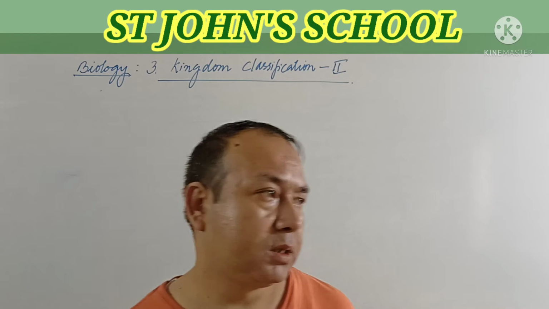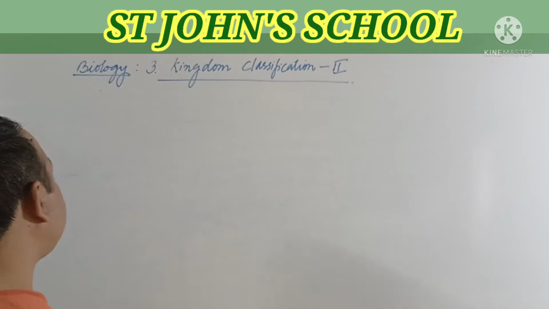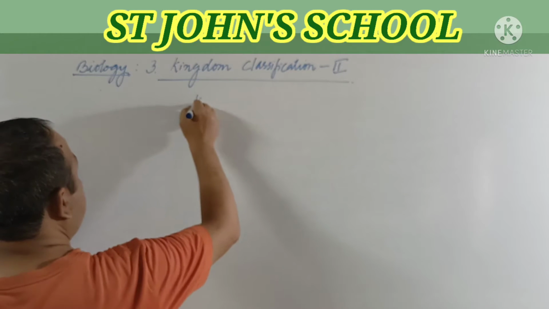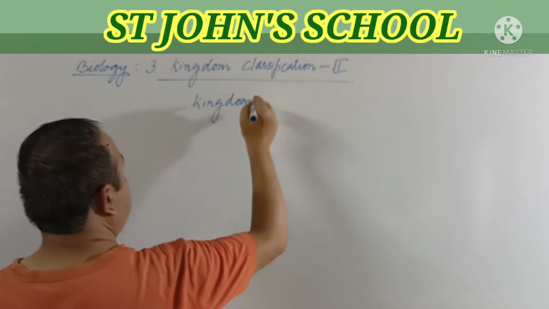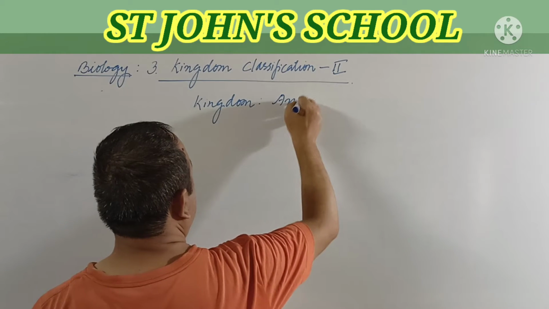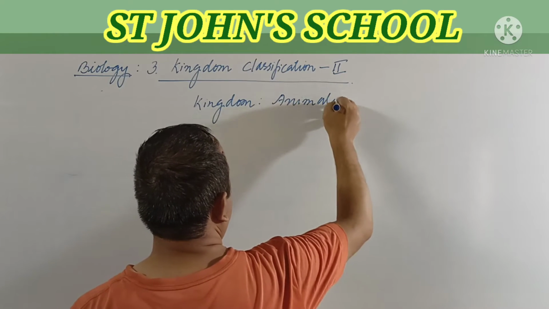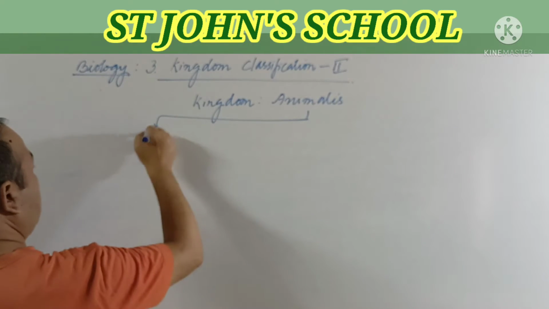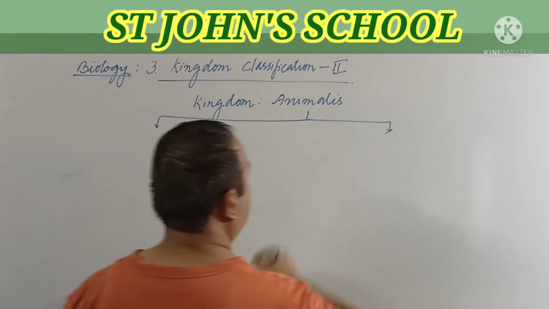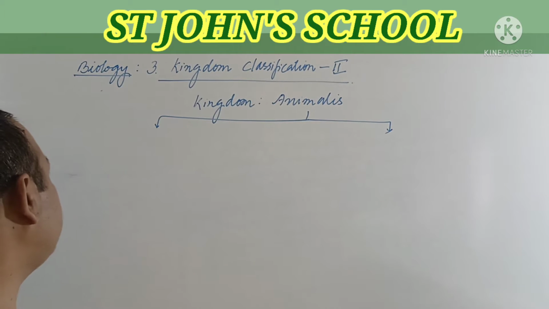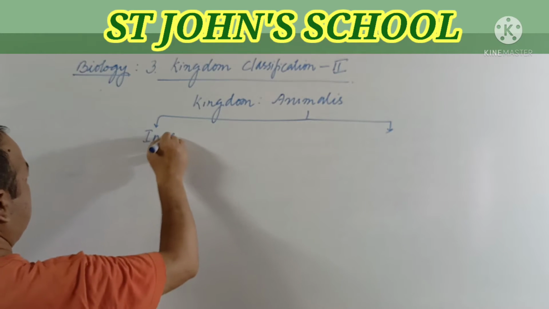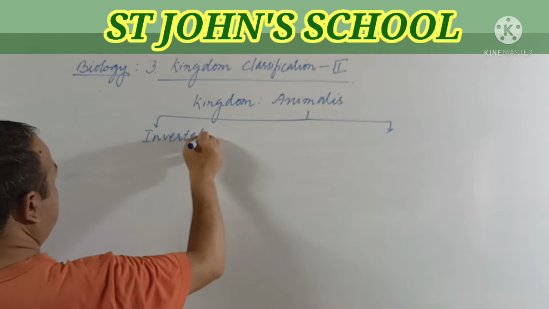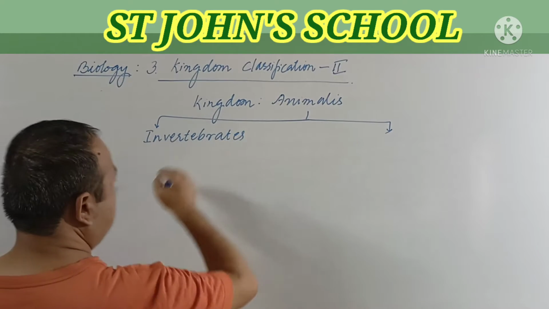First comes the kingdom Animalia. The kingdom Animalia has been divided into two different subkingdoms, and they are invertebrates and vertebrates. Invertebrates and vertebrates.